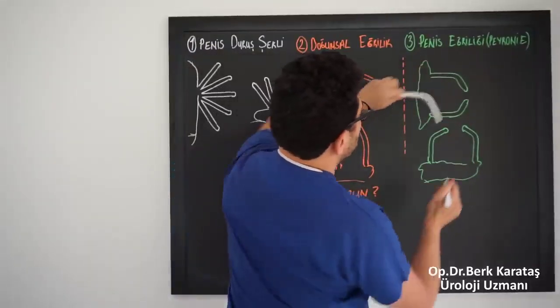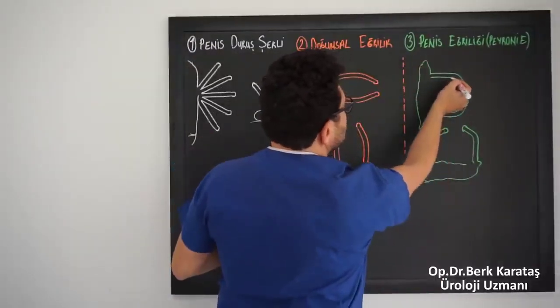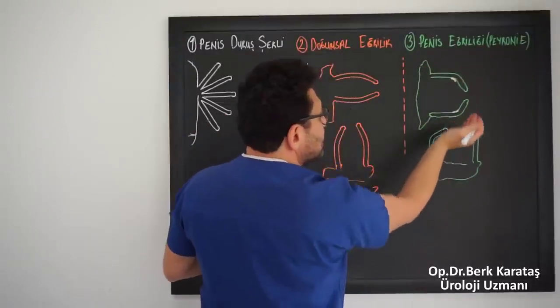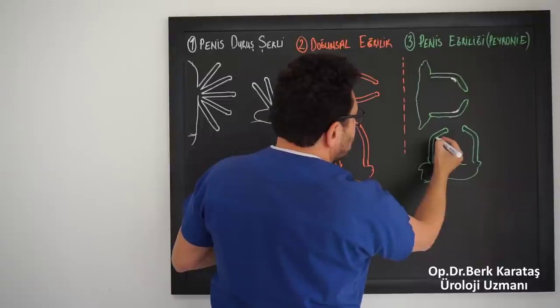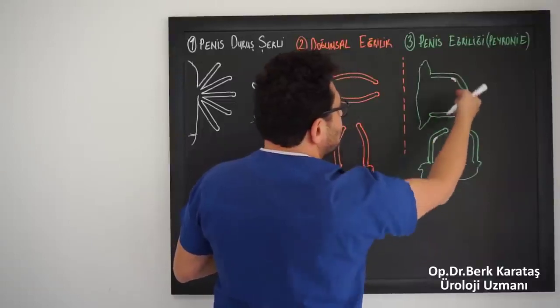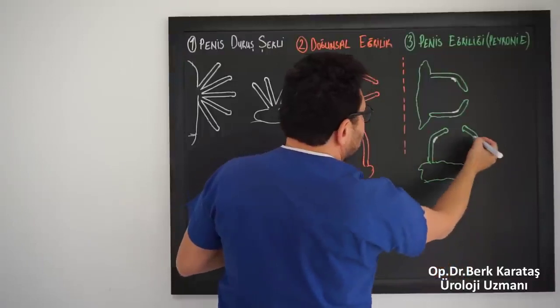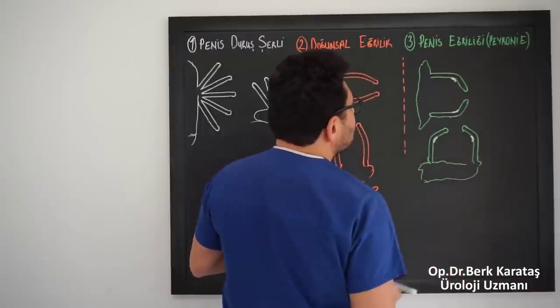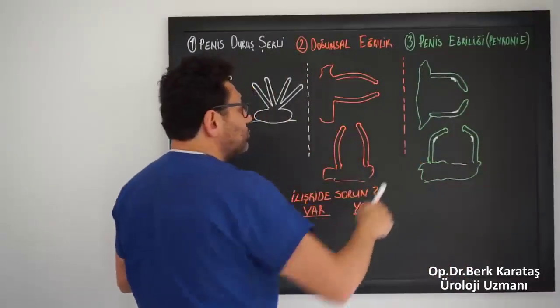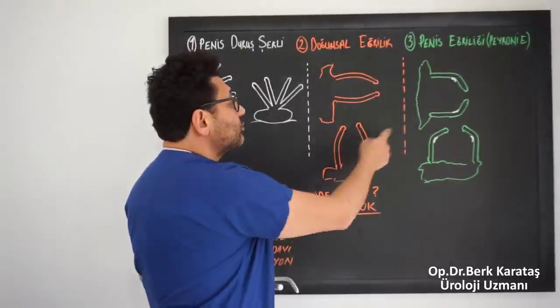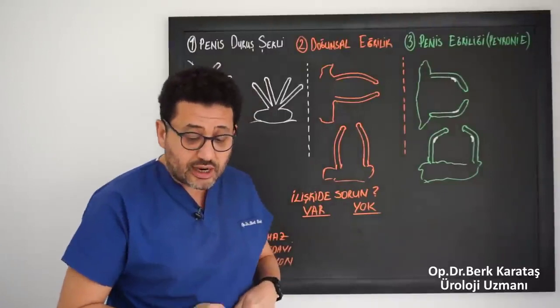Look, it looks like this. So there's a plaque there. There's a plaque here. Since this place cannot expand, the penis turns to this side. In the same way, for example, there may be a plaque at the bottom, or here at the top, or on the right side, or on the left side. This is a situation that really needs treatment. Usually, this situation is often encountered.